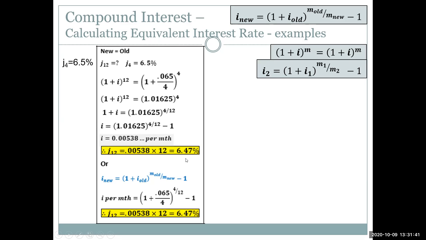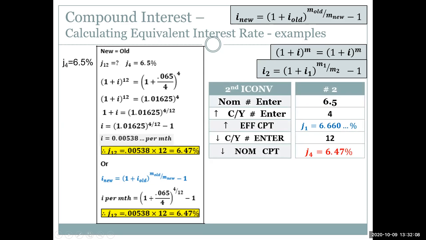6.47%. Again, using the formula, 1 plus the old rate, 0.065 over 4, old compounding period over the new compounding period, all subtract 1, and then that would give us the monthly periodic rate. Don't forget to get the nominal rate. You then have to multiply that answer by 12, and we get the same answer. And again, we have our TVM from our calculator.